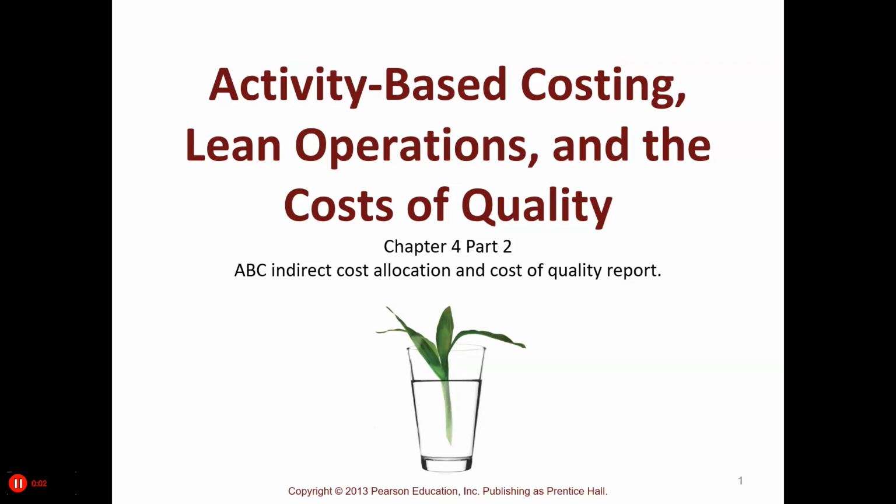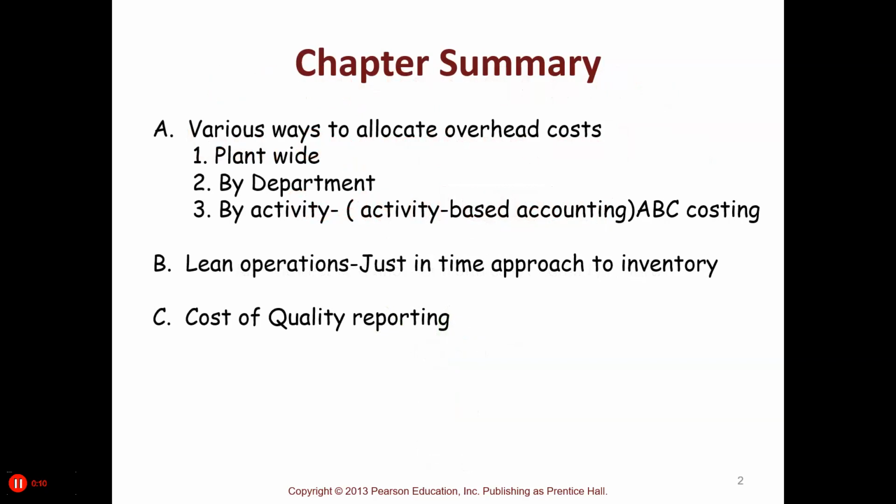Chapter 4, Part 2, we're going to look at ABC costing, some more examples, lean operations, and do a cost of quality report. Now again, we looked at various ways to allocate overhead. In this part, we're going to focus on ABC costing. We're going to cover lean operations and the cost of quality reporting, which is on your homework.